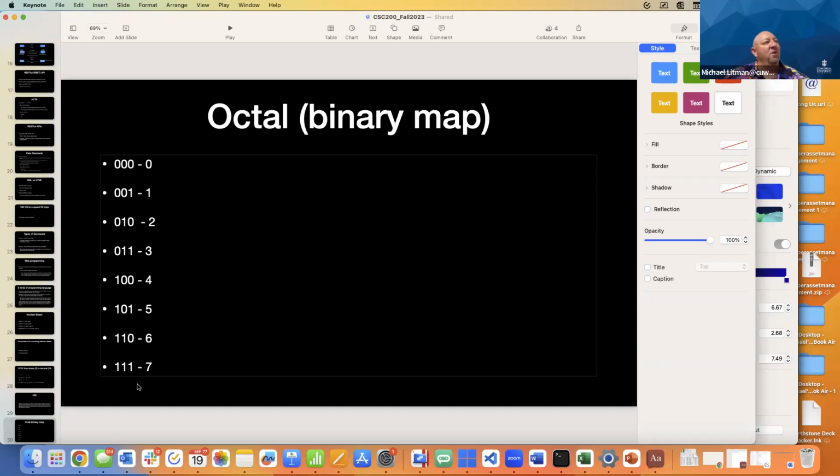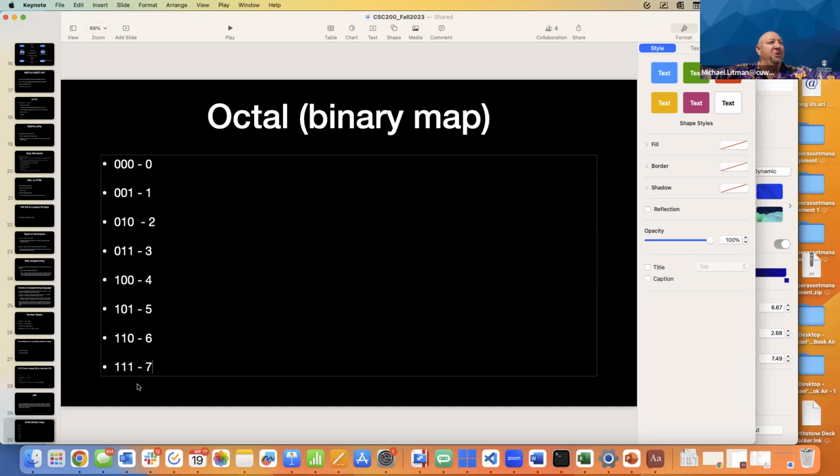Now, if we're dealing with base 9, we need 0 to 8. We need 9 unique representations. We can't do that with 3 bits. Can we do it with 4 bits? Sure. But with 4 bits, we're not using every unique representation. We have some leftover permutations of 4 bits that we didn't use to represent the numbers 0 to 8. Make sense? That becomes a problem when we do our mappings, and that'll make sense later when we do our conversion.